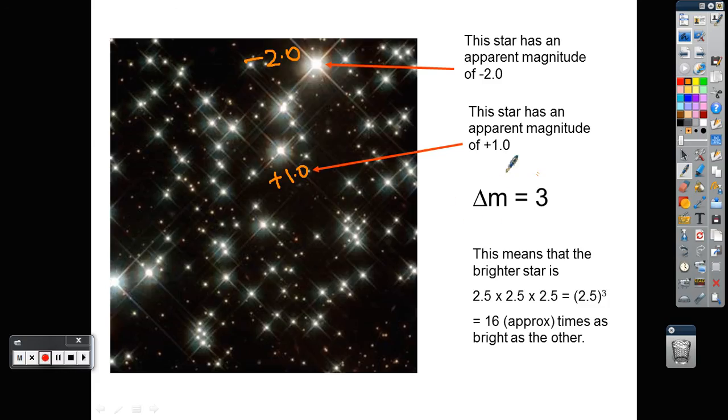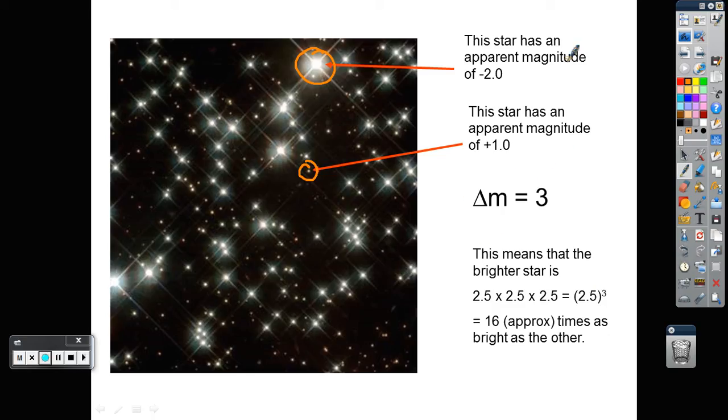It doesn't matter which way you do it. Remember, for every one change, it's 2.5 times as bright. So it's 2.5 times 2.5 times 2.5, which is approximately 16. 2.5 cubed is not exactly 16, it's 16 with decimals. So this star up here, the brighter one, is 16 times as bright as that little star just there.